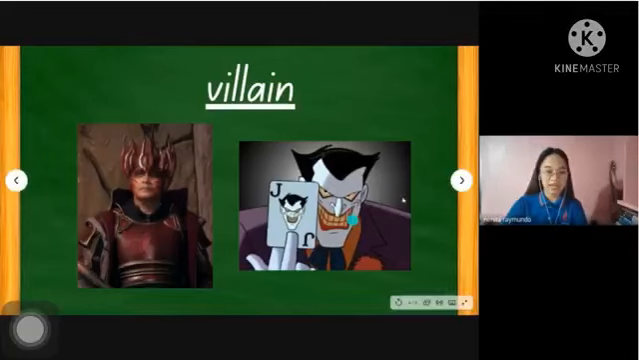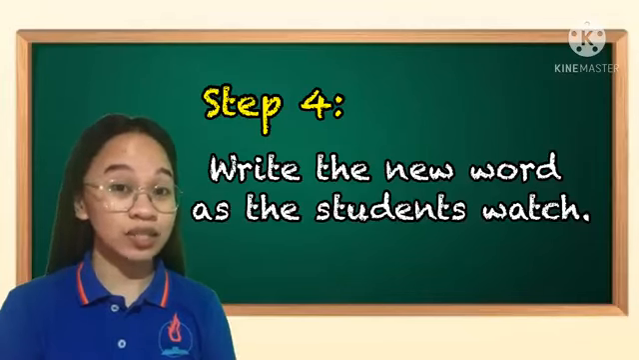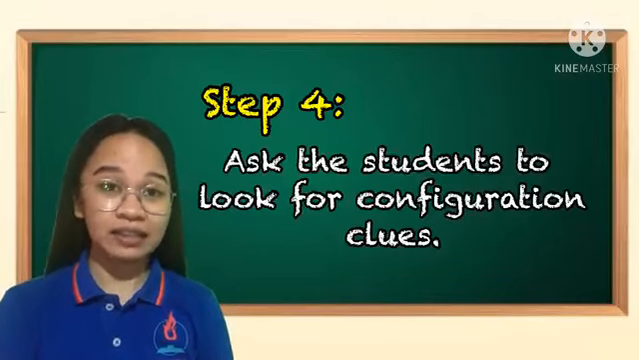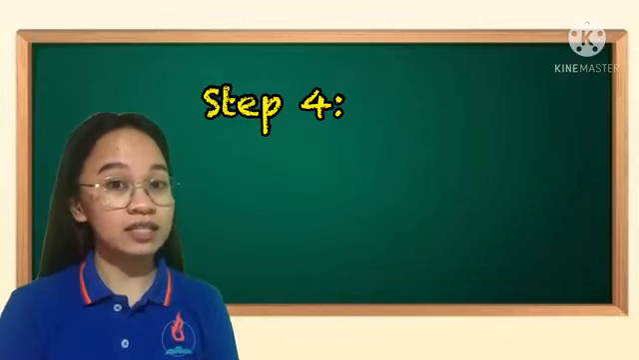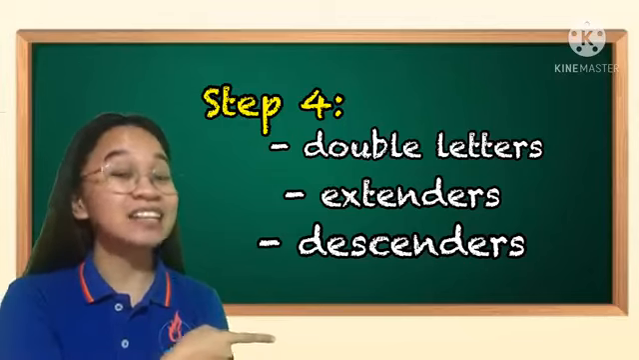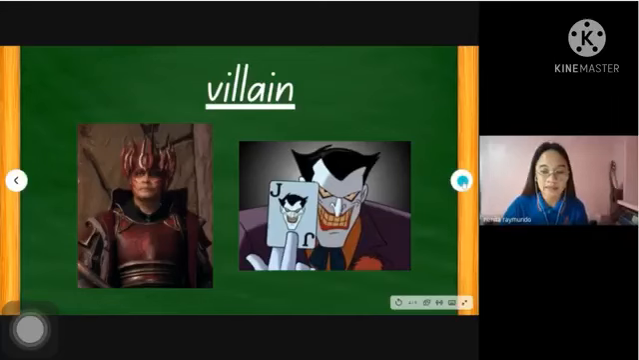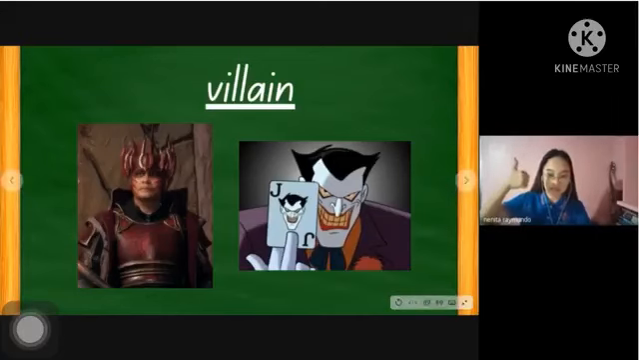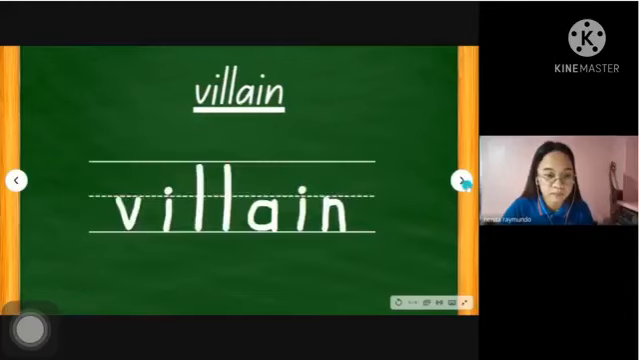Okay? Fourth step. Write the new word as the students watch. After that, ask the students to look for configuration clues such as double letters, extenders, and descenders. You get that, Daphne? Give me a thumbs up if you get that. Okay, you got that. Now, this is the word villain. Let's try to spell it out first, okay?